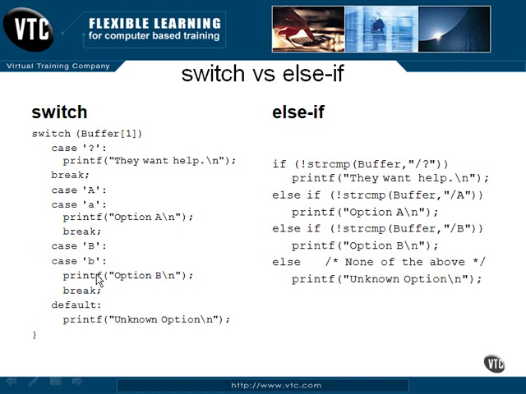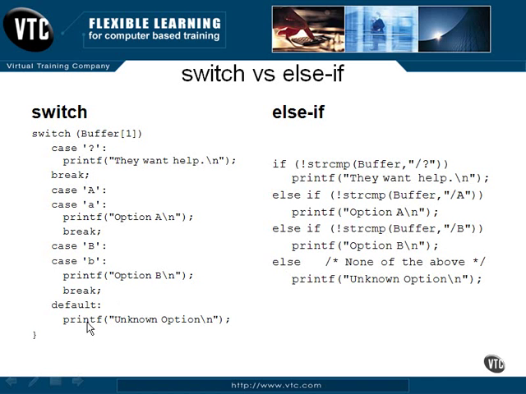If we don't hit A or B, we'll hit the default label down here, which says unknown option, just the way we had our default else, none of the above, over here. All right, so that's what this structure looks like.